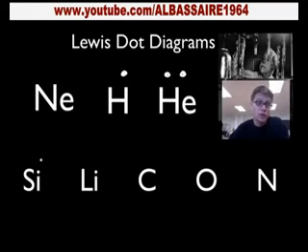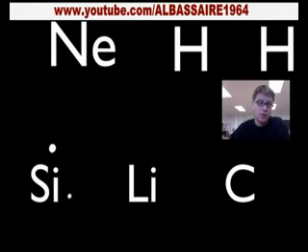Let's go do some more. Silicon is going to have 4 valence electrons. If you don't know, you just check on the periodic table. So it's going to have 1, 2, 3, and 4. Lithium only has 1, so it's going to have one valence electron, or 1 Lewis dot. Let's go to carbon. Carbon is in the same group as silicon, so it's going to have 4 as well.